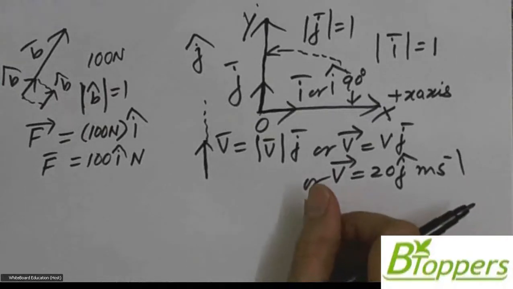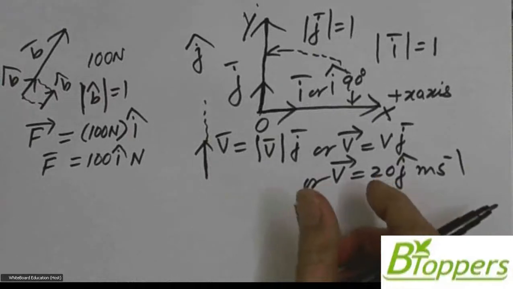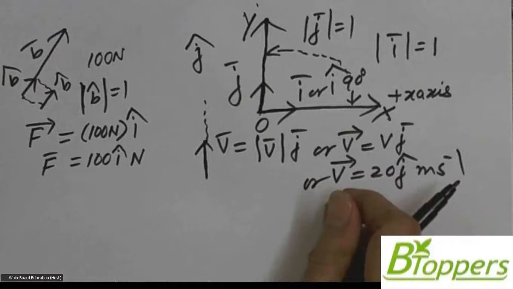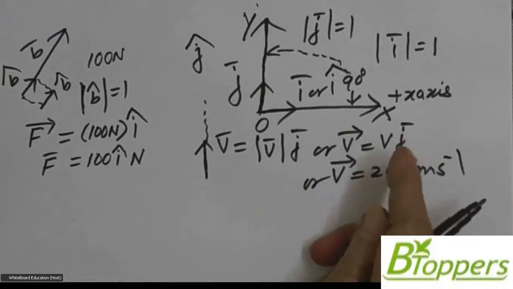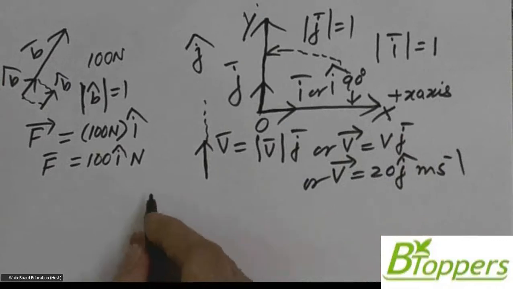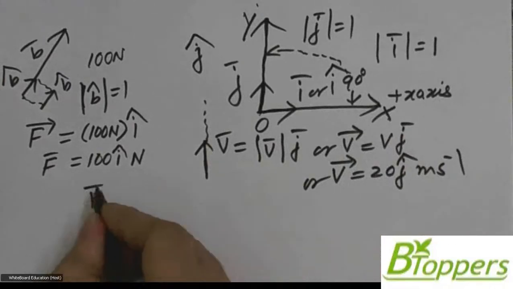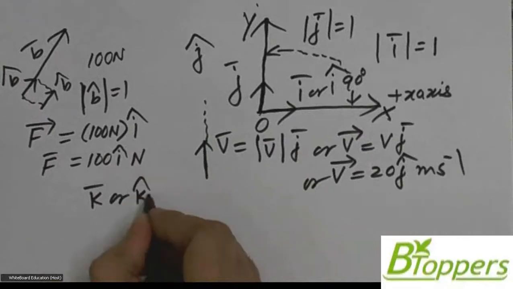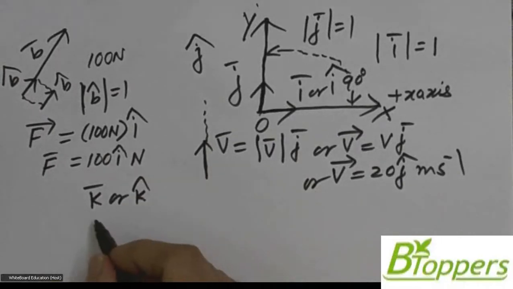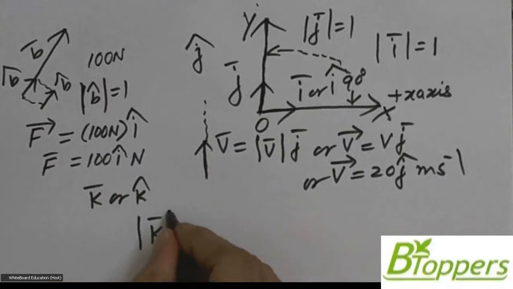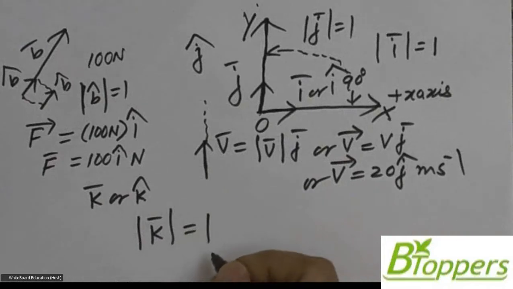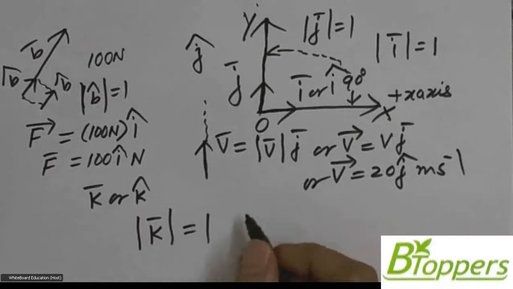When we discuss the motion of a particle in three-dimensional space, three coordinate axes are required: x-axis, y-axis, and z-axis. The unit vector in the positive direction of the z-axis is denoted by k bar or k cap. So what is k bar? K bar is a vector which acts along the positive z-axis. The modulus of k bar or k cap is 1 unit. It means the three unit vectors I bar, j bar, and k bar are mutually perpendicular to each other.